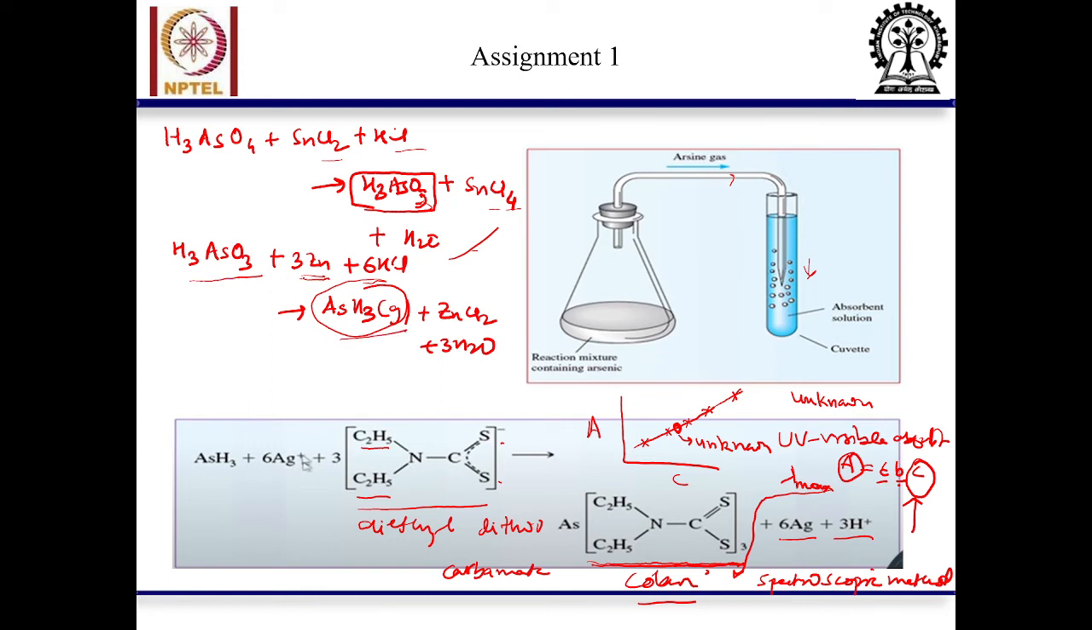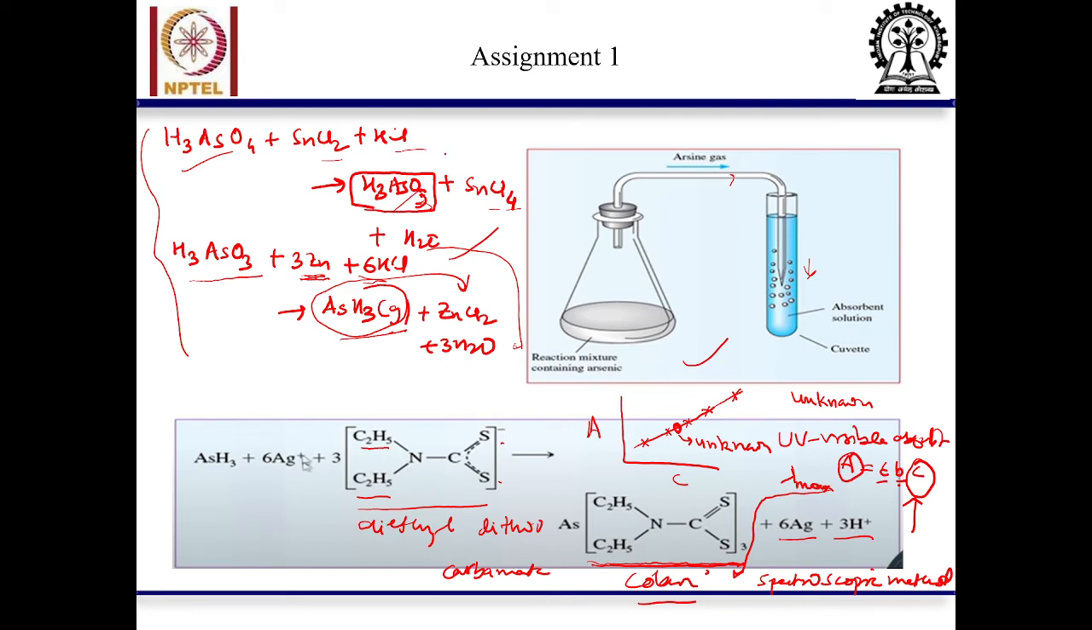So we have to put in a stronger reducing agent, which is zinc and HCl. It will form AsH3, and zinc will oxidize to ZnCl2, and this will form water. This whole reaction will have a special setup, which is shown on the right side. Here we put the reaction mixture containing the arsenic as H3AsO4.